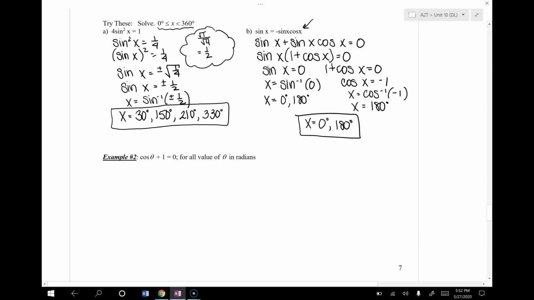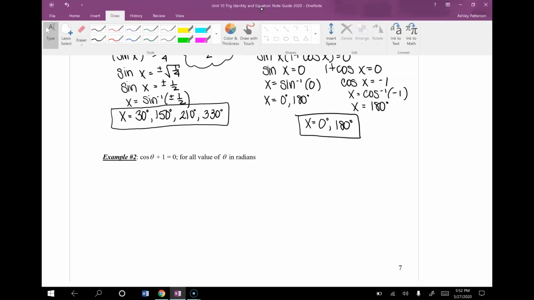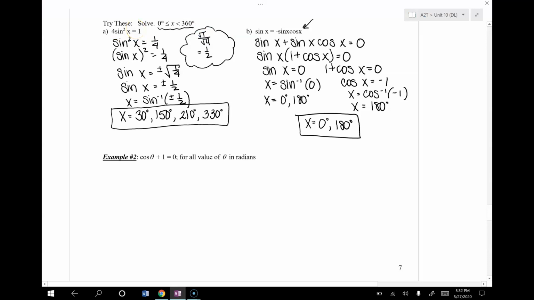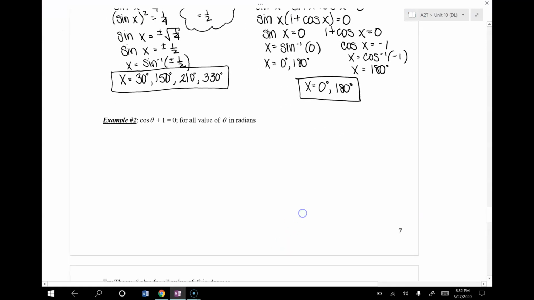Cosine of theta plus 1 is equal to 0 for all values of theta in radians. So now we are not restricted to any interval of space. You have to account for an infinite amount of answers and how often they happen. Okay, so I'm just going to solve. I'm going to say that the cosine of theta is equal to negative 1. Again, we're going to have to apply the inverse. And we know that cosine is negative 1 at pi. Why am I using pi? Because it says radians.